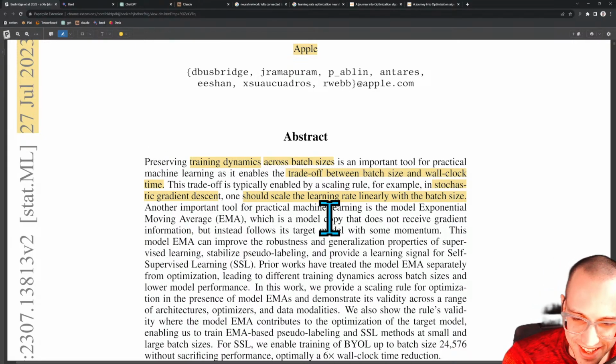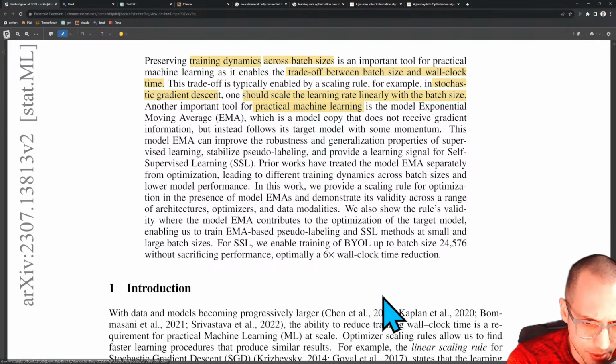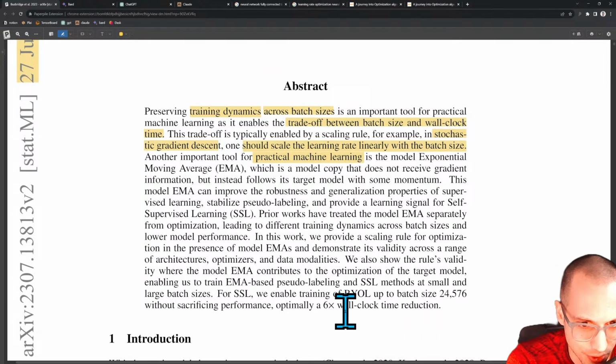All right, so let's keep going. Another important tool for practical machine learning, and practical here just basically means machine learning that is applied in practice, where you're actually trying to do something, which is kind of weird to talk about because this is a very theoretical paper, a basic fundamental research kind of paper, and they're talking about practical machine learning. Is the model exponential moving average, which is a model copy that does not receive a gradient but instead follows its target model with some momentum. Okay, so what is the target model here, and what does it mean by model copy?